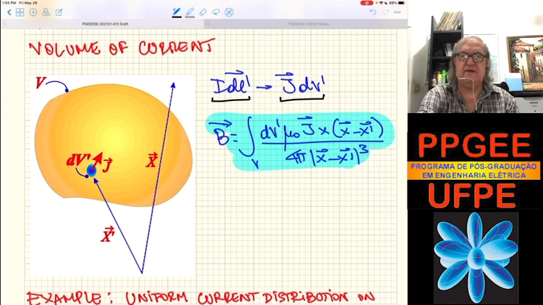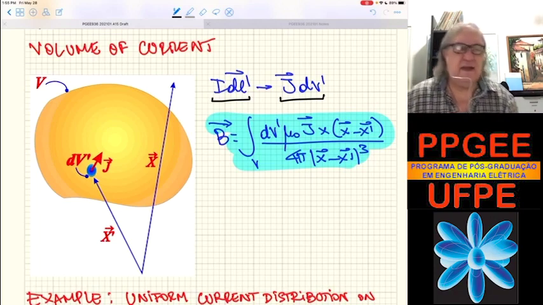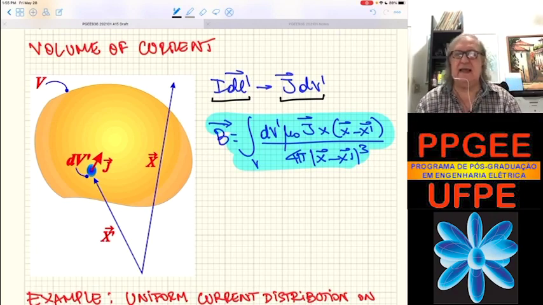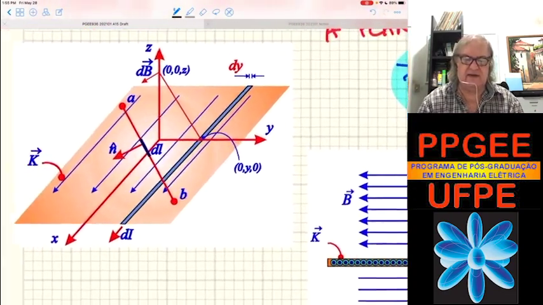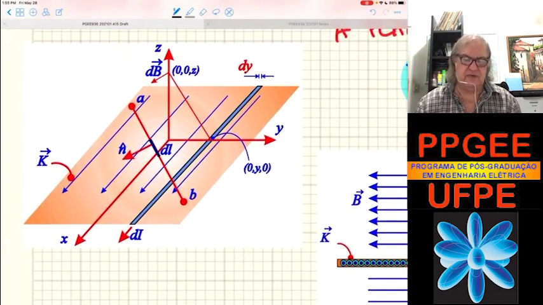Now let's make an example of a surface current. That's another important idealized current distribution for which we can calculate the field. Suppose I have a uniform distribution of current on a surface. We can calculate the field.